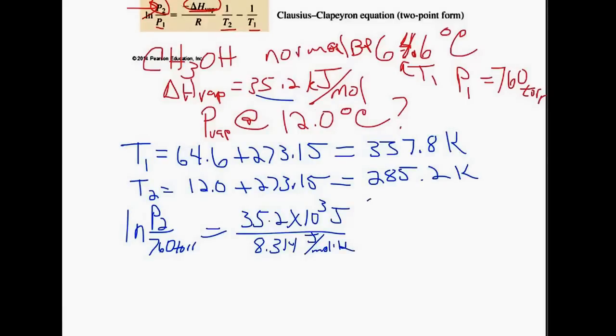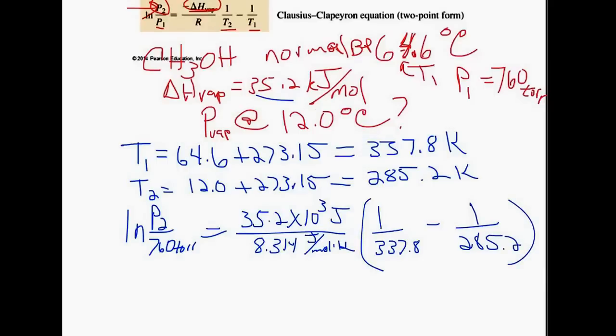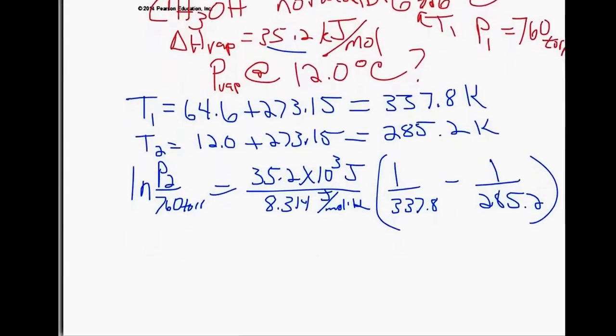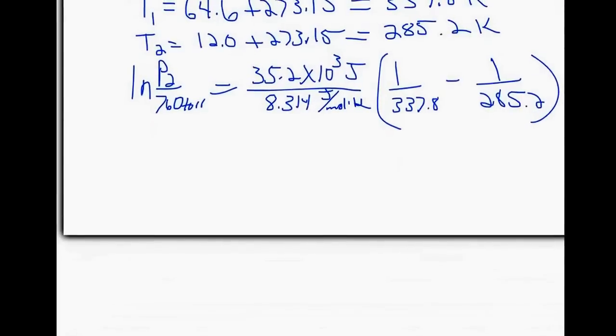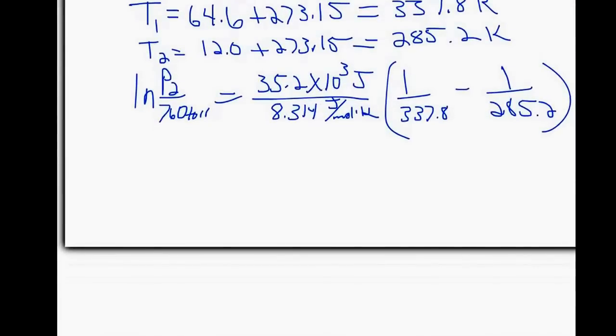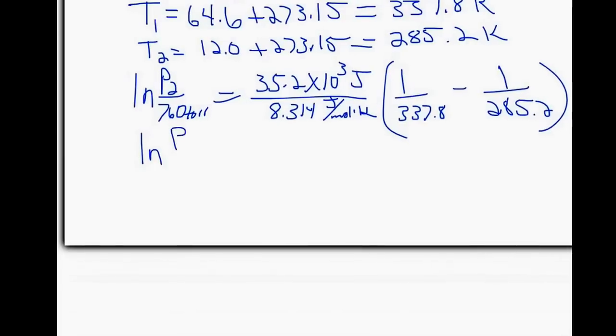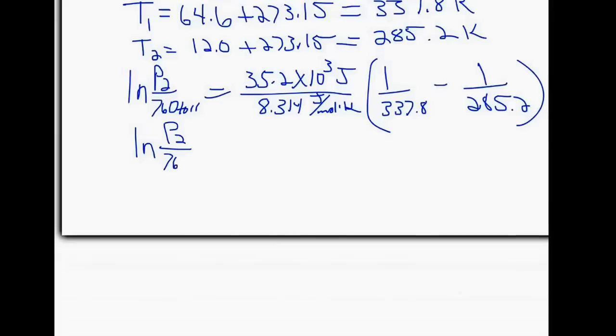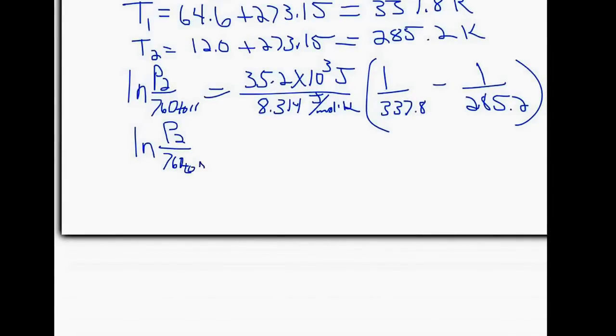And now we plug in our values for temperature. So we got 1 over 337.8 minus 1 over 285.2. And what we get when we plug all that in, hopefully you'll get this relationship. You get the natural log of P2 again over 760 torr, and this all comes out to minus 2.31.